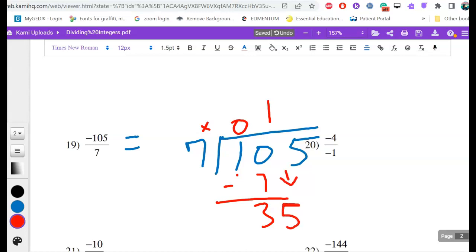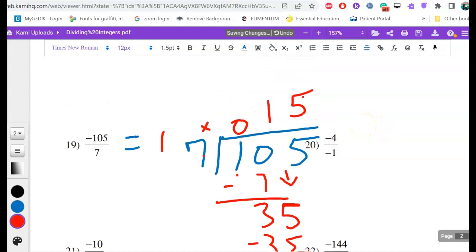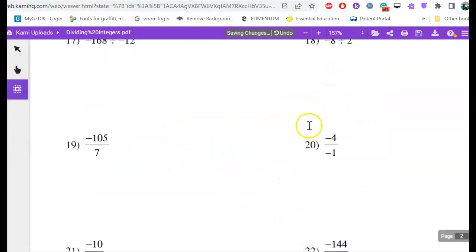Oh yes, dust off the dust. 7 will go into 35 5 times. Put my 5 up here, because 5 times 7 is 35. Subtract, leaving me with 0. So again, my answer, 15. But remember, it was negative 15 because a negative divided by a positive is negative. Just wanted to put that one up there to show an example of the division by hand, just in case we needed to review.